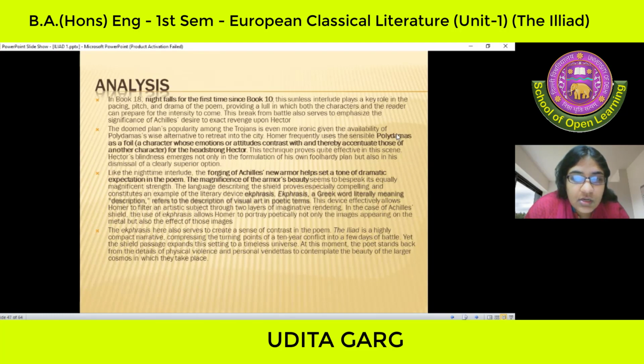Ekphrasis is a Greek word literally meaning description and refers to the description of visual art in poetic terms. So this device effectively allows Homer to filter an artistic subject through two layers of imaginative rendering. In the case of Achilles' shield, the use of ekphrasis allows Homer to portray poetically not only the images appearing on the metal, but also the effect of those images, right?